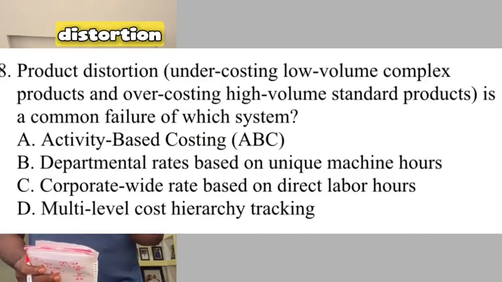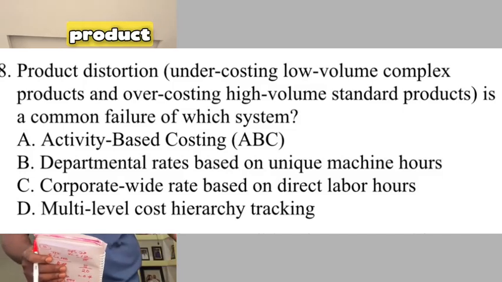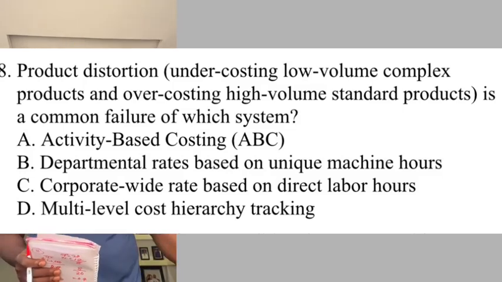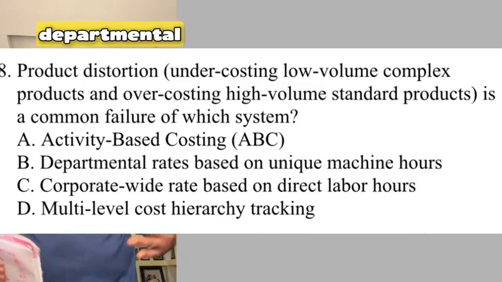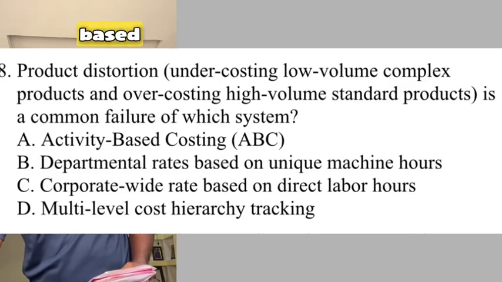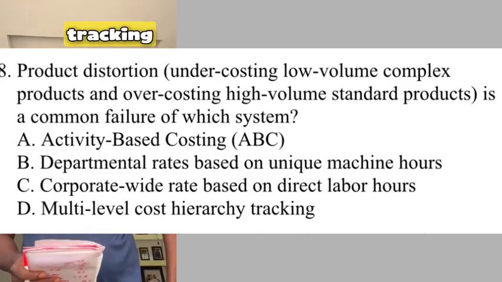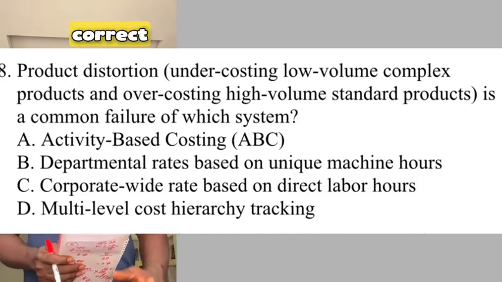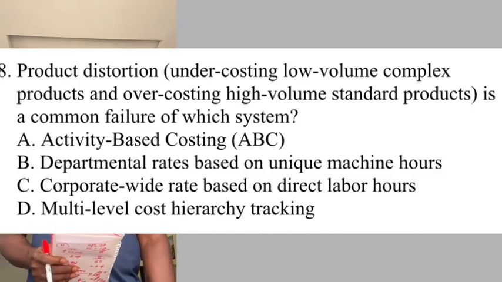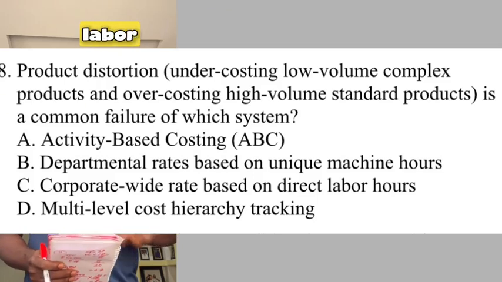Let's go to number 8. Product distortion, which is a situation where you undercost low-volume complex products and overcost high-volume standard products, is a common failure of which system? A, activity-based costing. B, departmental rates based on unique machine hours. C, corporate-wide rate based on direct labor hours. And D, multi-level cost hierarchy tracking. The correct answer is C, corporate-wide rate based on direct labor hours.